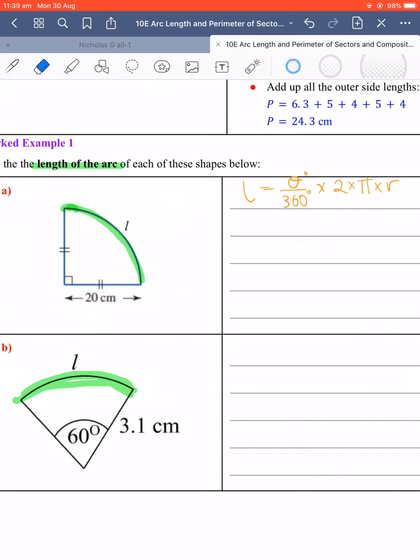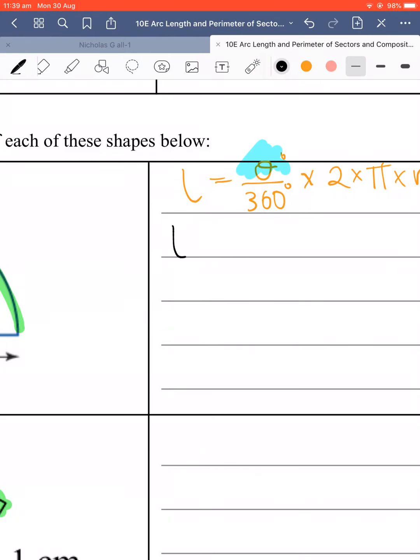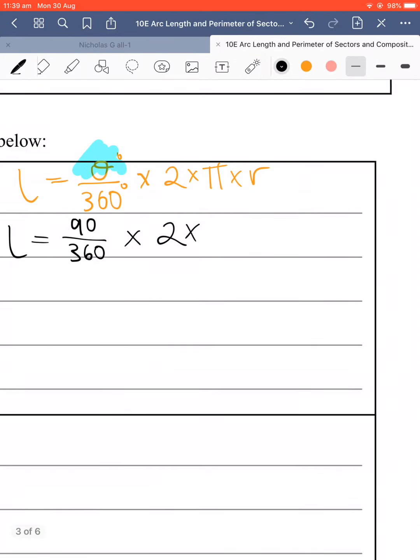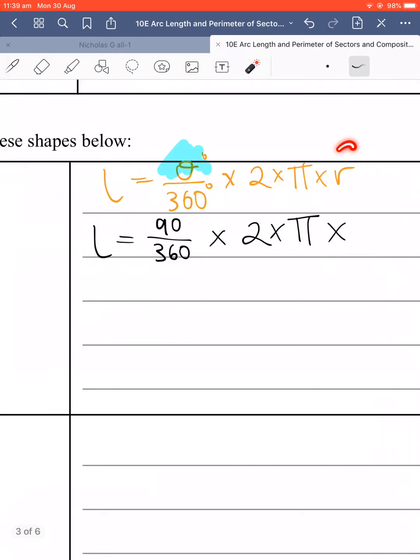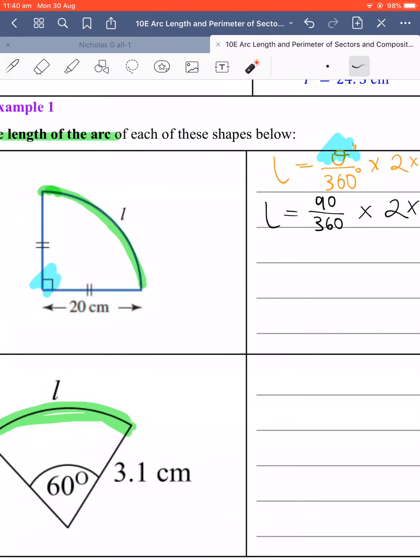First things first, I can see that I do have my angle. My angle here is 90 degrees, so let's substitute that in. My angle here is 90 over 360. Then I can continue to write any remaining things that I already know the amounts of. The next one I have to worry about is the radius, so let's see what our radius is.